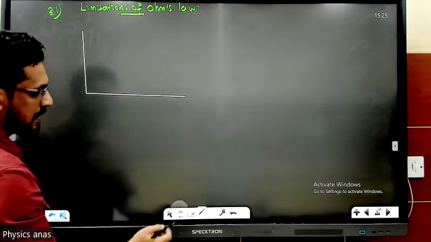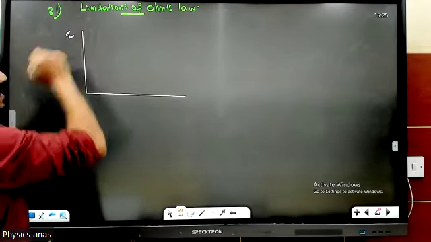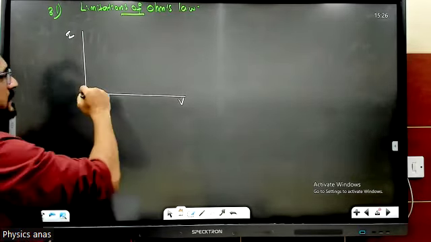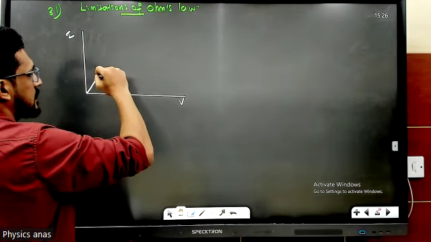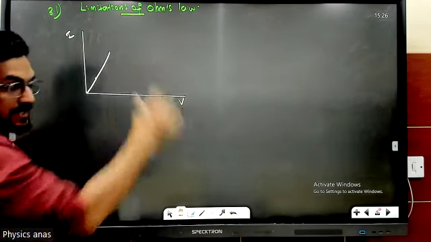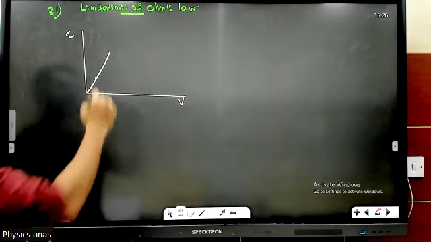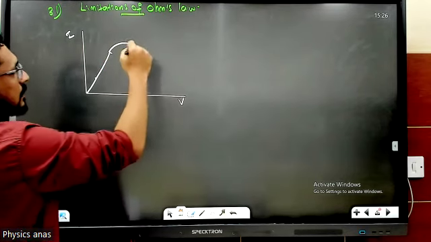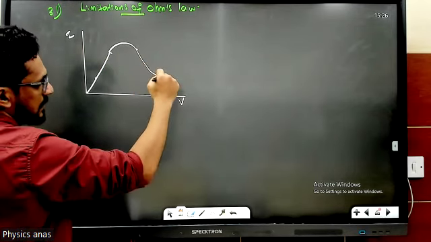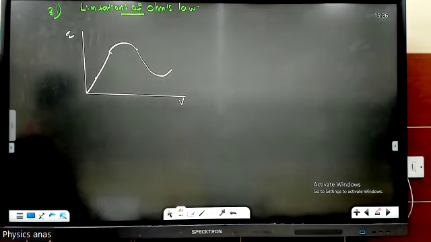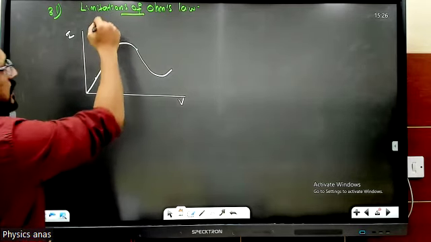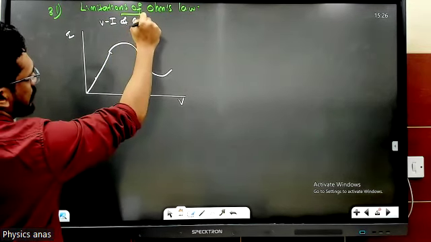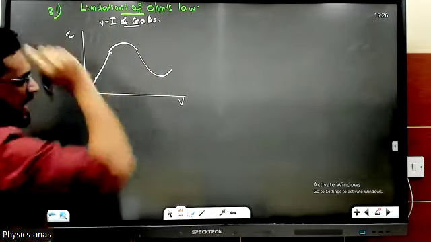In that graph, on the y-axis you have current, and on the x-axis you have voltage. There is a linear region, and after that linear region there is a non-linear region. This is the voltage-current characteristic of gallium arsenide.